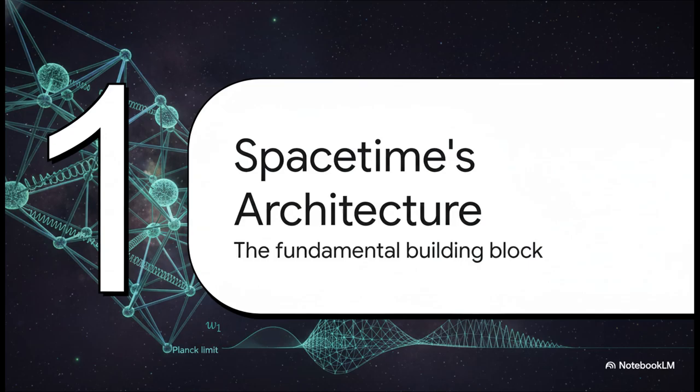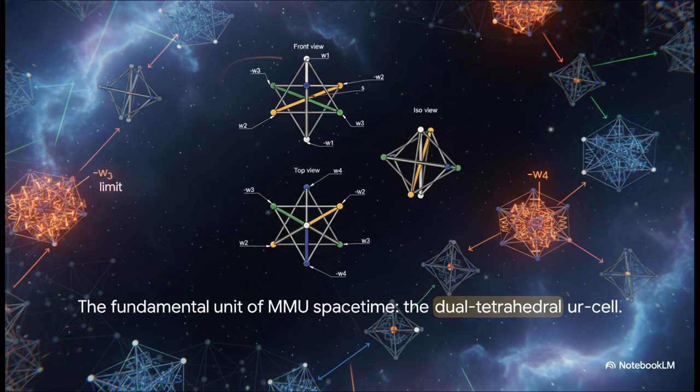To really get our heads around the MMU framework, we've got to begin with its most fundamental piece, its basic building block. And here it is. This little thing is called the cell. I want you to think of it like the ultimate cosmic Lego brick. In this model, all of spacetime is imagined as this huge interconnected lattice of these dual-tetrahedral elastic structures. Everything is built from this one single geometric unit.